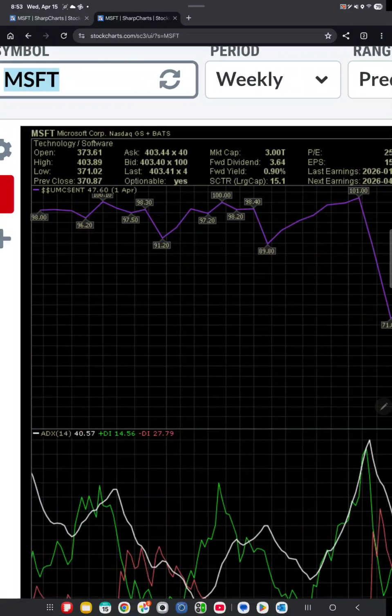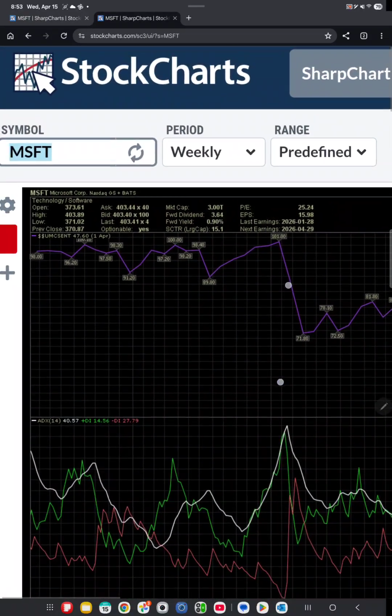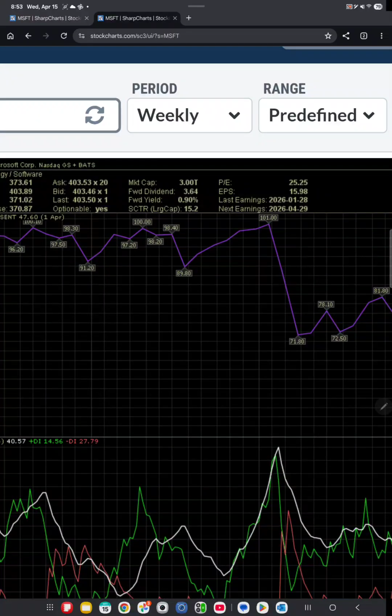However, look, yesterday on the daily chart, the sector was 11.4. I just refreshed the weekly chart. The sector went to 15.1. So that's a huge sign of improvement for sector strength. Okay, again, the earnings is Wednesday, 29th April.